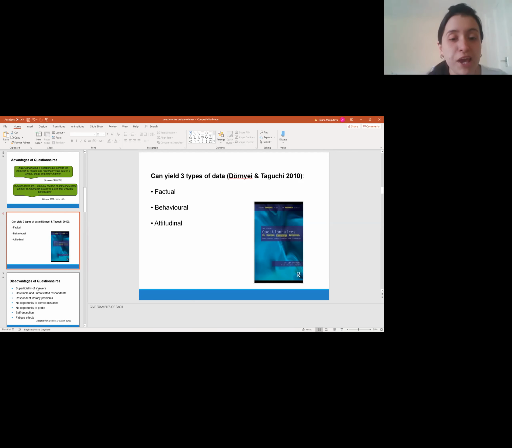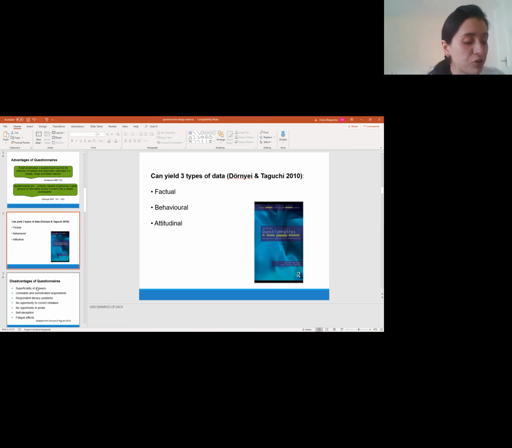The second type is behavioral type of questions. And the word behavioral speaks for itself. Behavioral, when you're interested in behaviors or actions, lifestyles, habits of your respondents. So you might be asking about, for example, the frequency of using a particular strategy in the past, how frequently they do a particular thing, or how frequently they take a particular action. So that's about their behaviors. Usually behavioral questions come after factual type of questions.